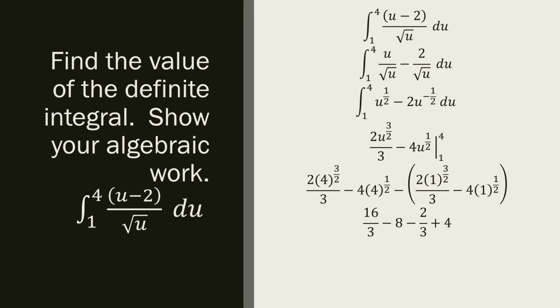Again, make sure that you distribute your negative. All right, now after you do all that, again, you want to just add this all up to get your final answer. And so I get 14/3 minus 4, which is just 2/3.